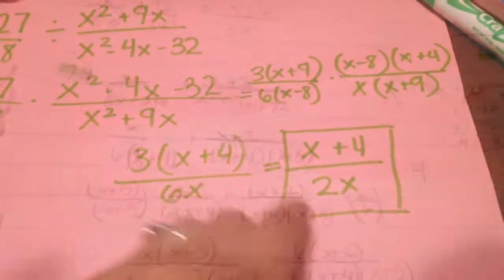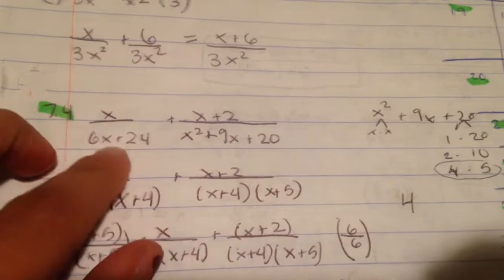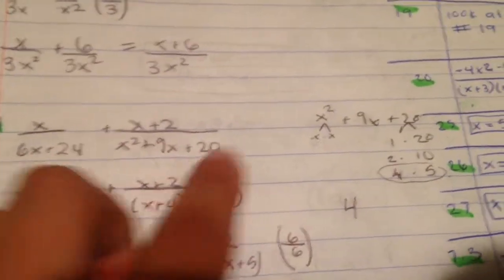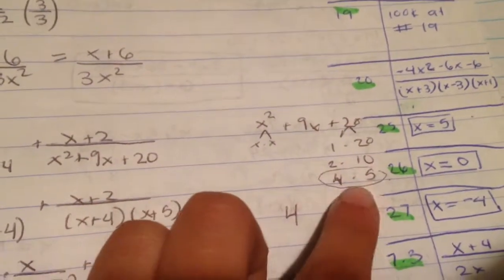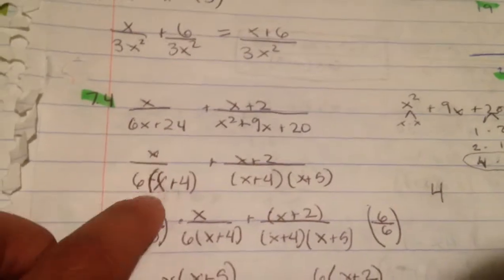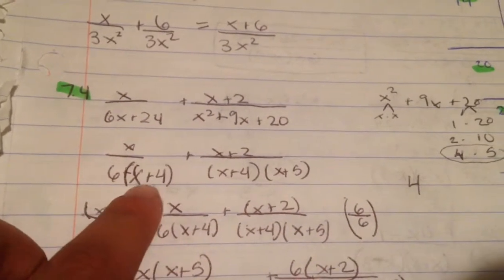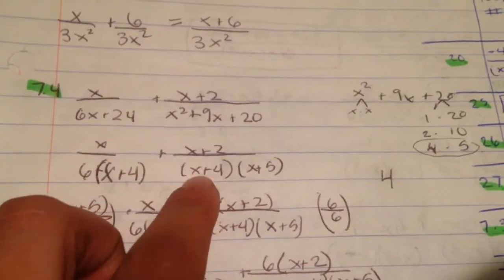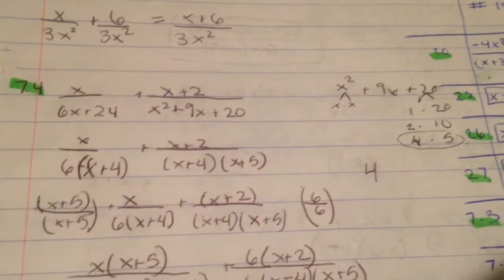For 7.4, the first thing we're going to notice is this can be factored. So we're actually going to factor the 20, and 4 times 5 actually can give us, 4 plus 5 can give us 9. And so we come back over here and we kind of simplify this into 6 and then x plus 4, and we get the x plus 4 and the x plus 5 because that will get us 9.